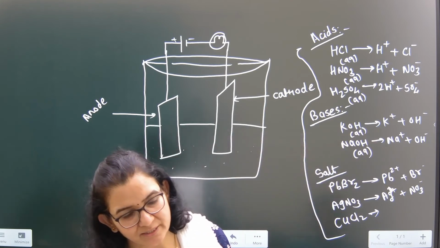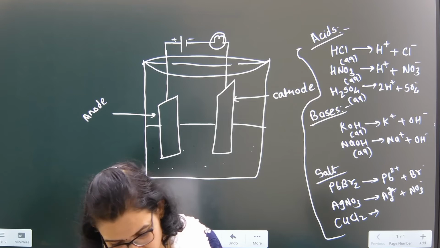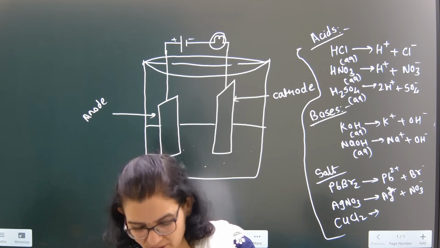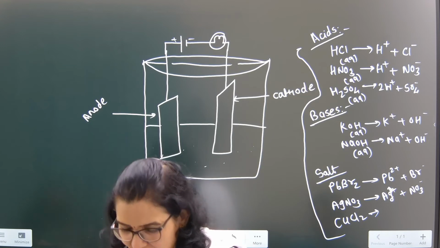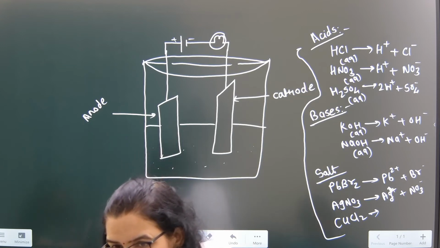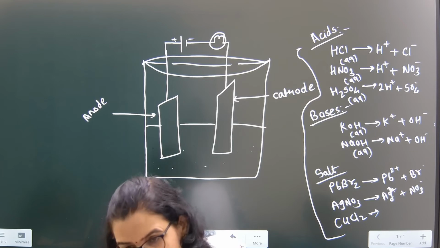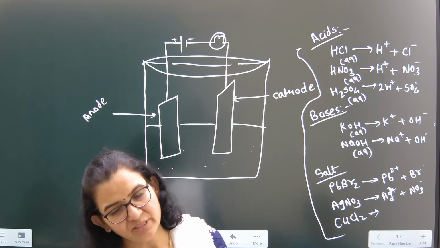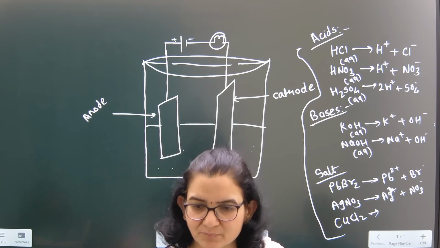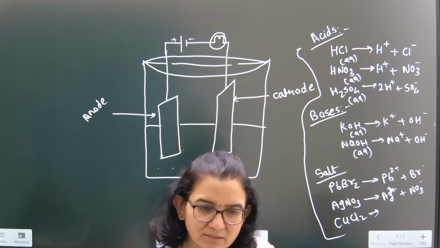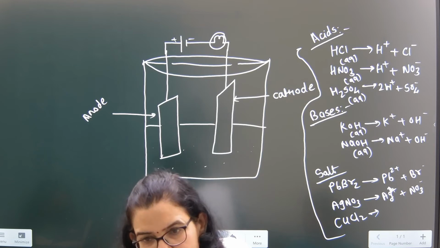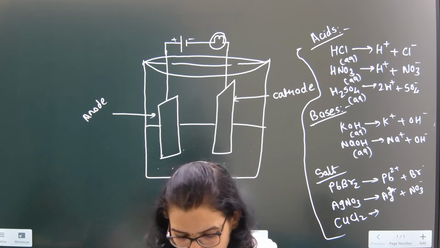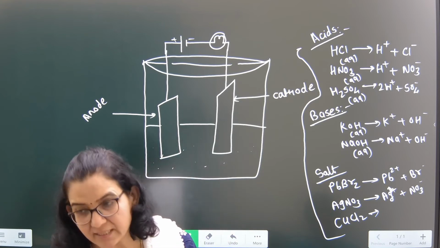Sodium carbonate, Na2CO3, potassium bicarbonate, KHCO3, and lead acetate, (CH3COO)2Pb. And weak bases are calcium hydroxide, magnesium hydroxide. And then weak acids are acetic acid.